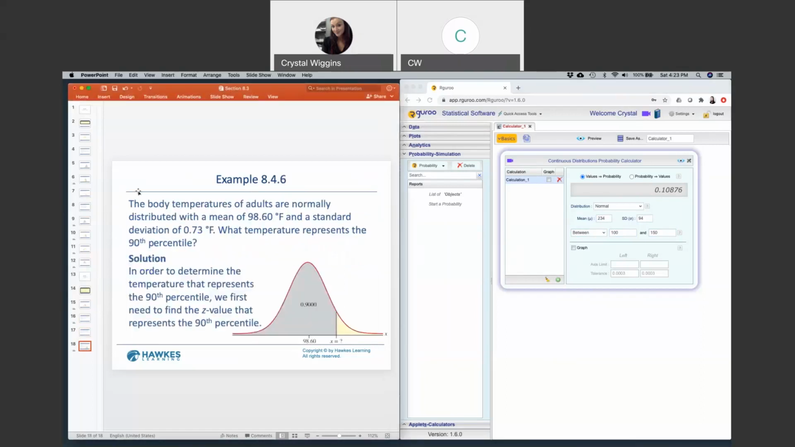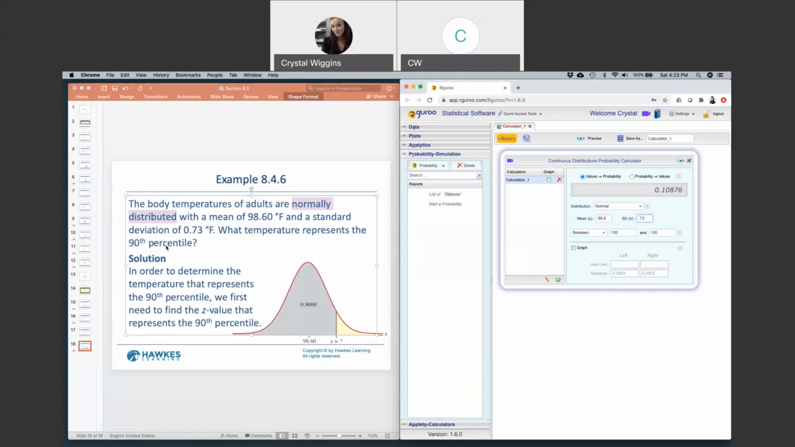Lastly, let's talk about body temperatures of adults being normally distributed. Really important keywords. We are going to learn in future sections that when it doesn't state normally distributed, we have a little extra work to do. So we know that it's normal and it has a mean of 98.6 degrees. So I'm going to type that into Rguroo with a standard deviation of 0.73. So less than 1 degree for the standard deviation. We want to know what temperature represents the 90th percentile. Okay, this is a great review of percentiles.